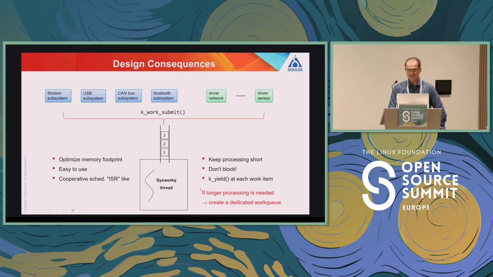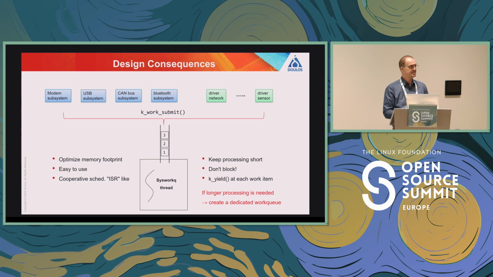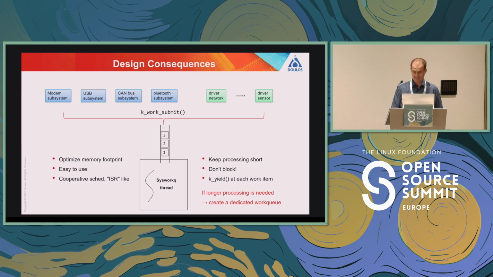So now you will say, but you told us it's good to offload if you have a long processing time, and now you say keep processing short. Okay, in this case, you should create your own dedicated work queue. We can do that. We can set the priority. We can have preemptible work queue. It's not a problem.